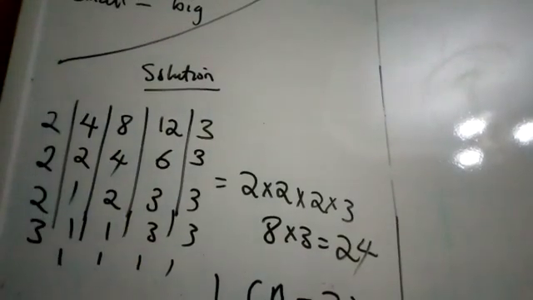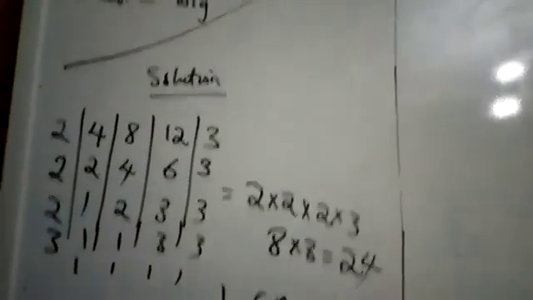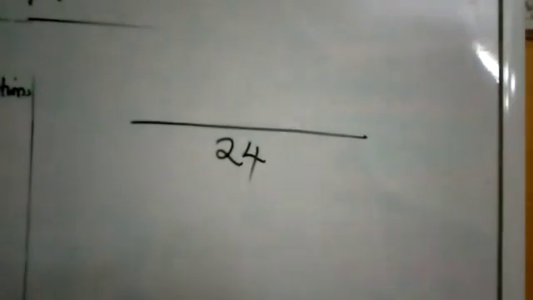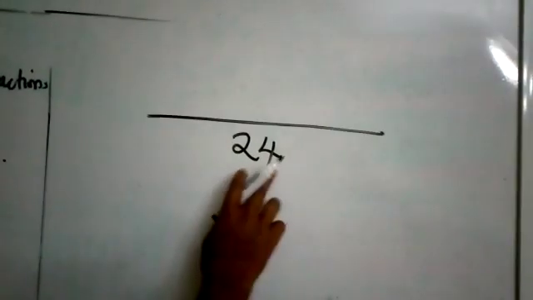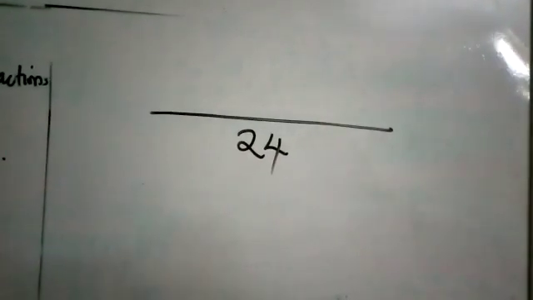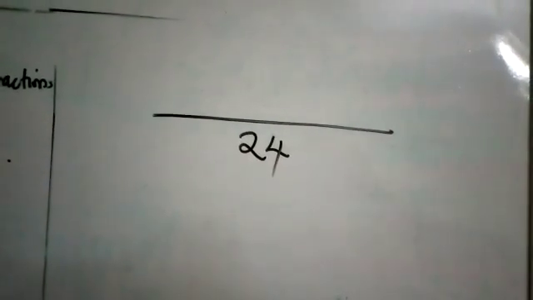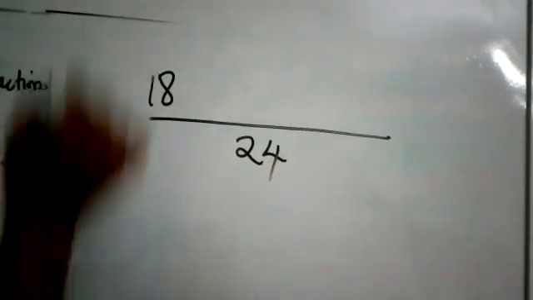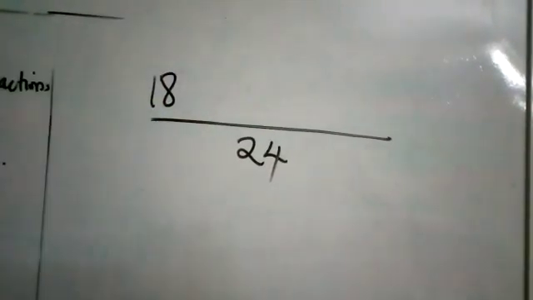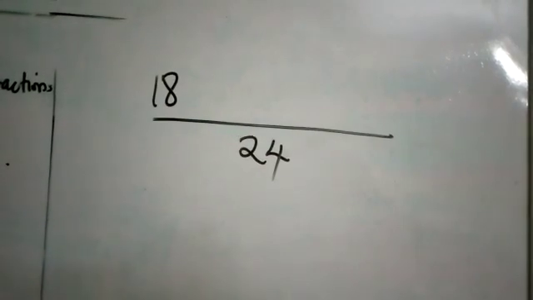So we are going to work with that. We are going to come back here, draw a line, fix the lowest common denominator. Our first fraction is 3/4. 4 will divide 24 how many times? 6 times. So we are going to have 6 times this 3 will give us 18.